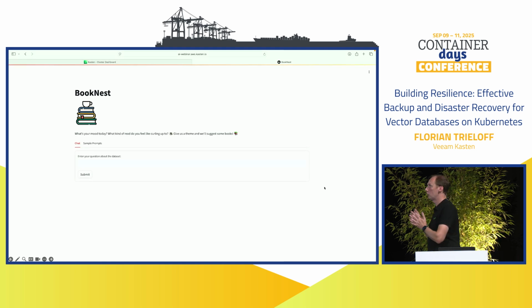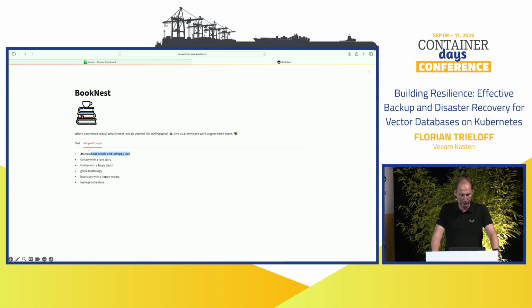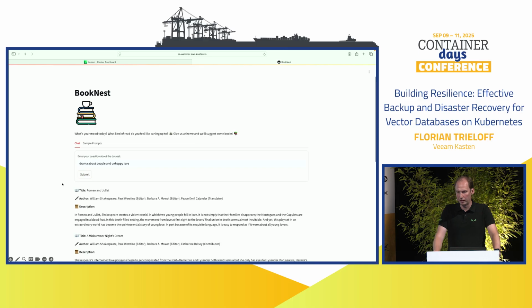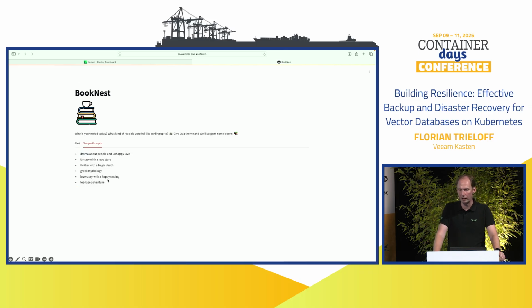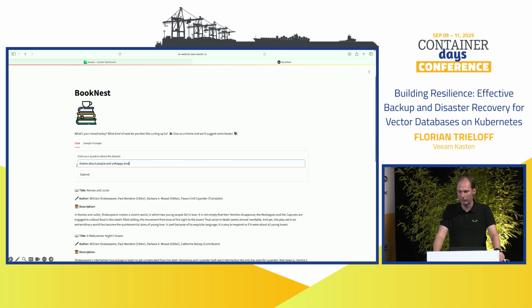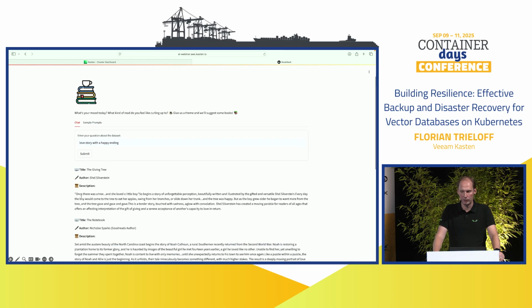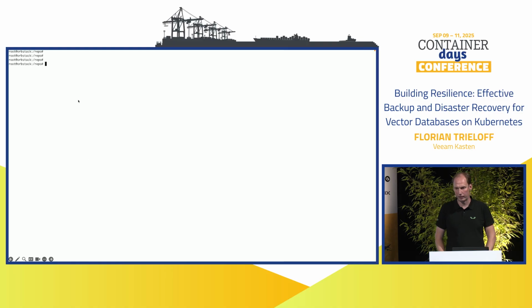So my Booknest application is running here. We have a chatbot here. We have some sample prompts, like dramas about people and unhappy love. This is all information which comes from this database. We can also do a second one, a love story with happy endings. So we will see some other descriptions here, and we can just query it. This application is up and running now.